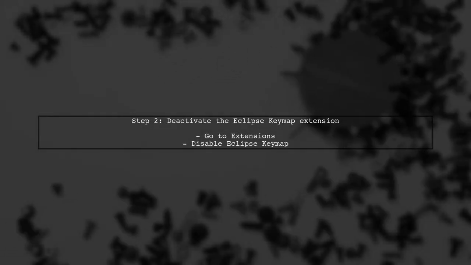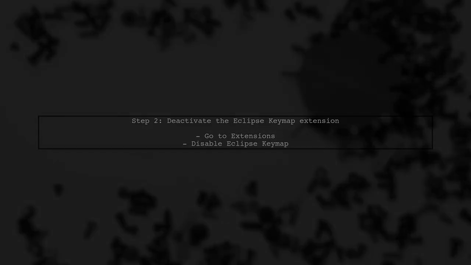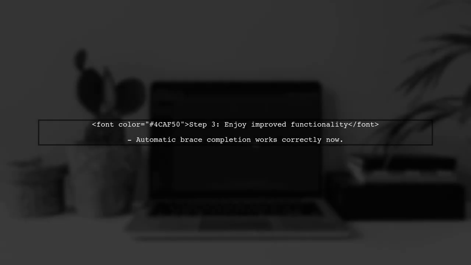After testing, it was found that the Eclipse Keymap extension was the culprit. Deactivating it resolved the problem. Now, with automatic brace completion enabled, closing parentheses behave as expected, similar to other IDEs.